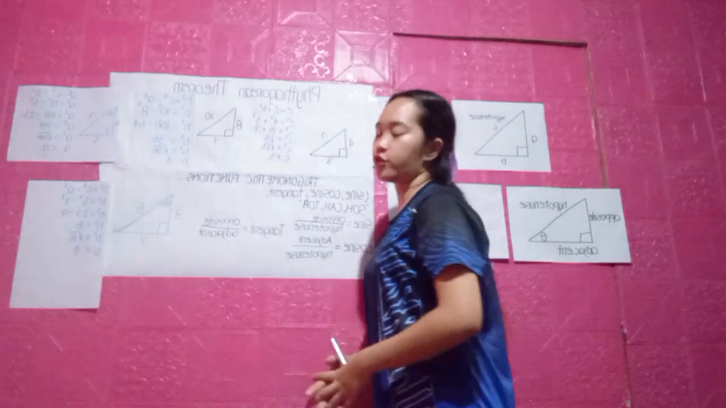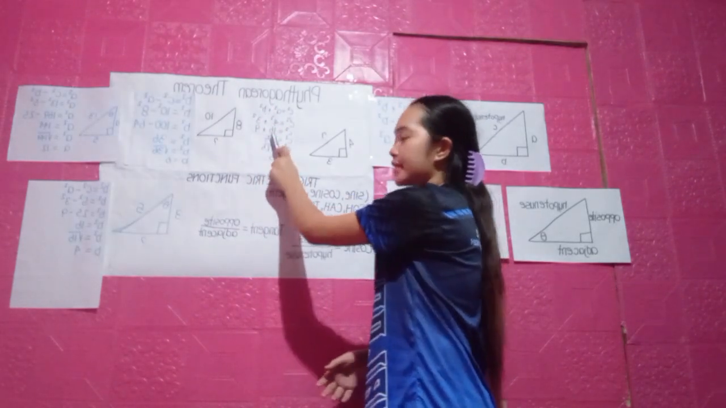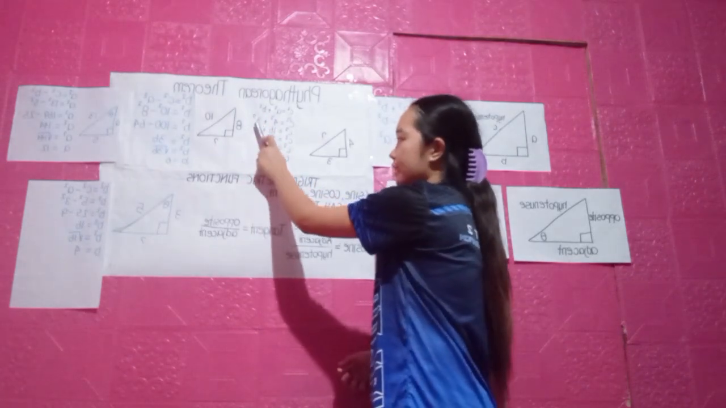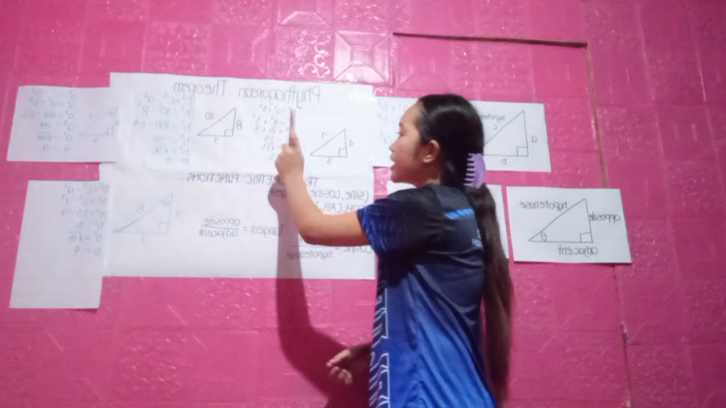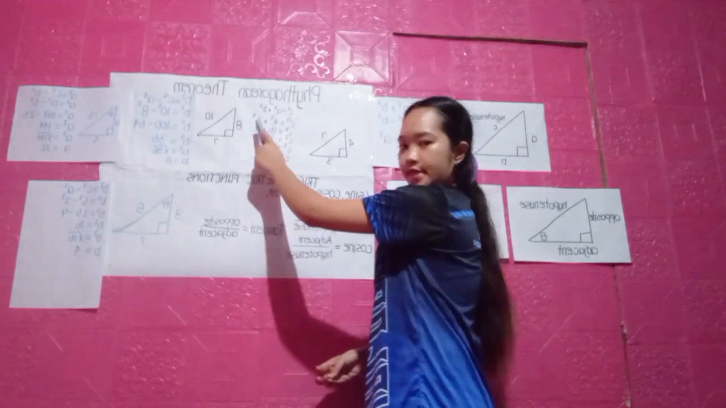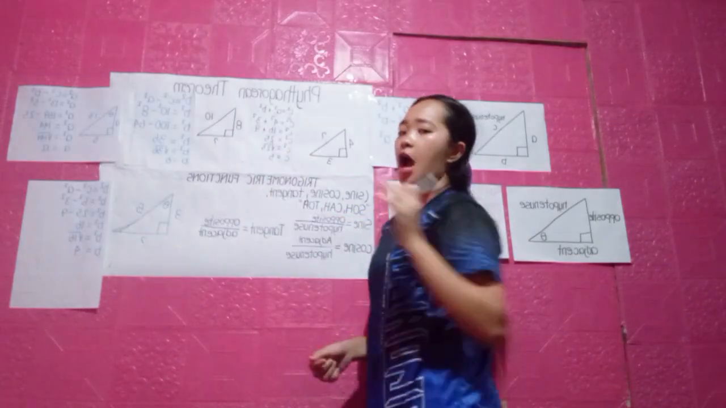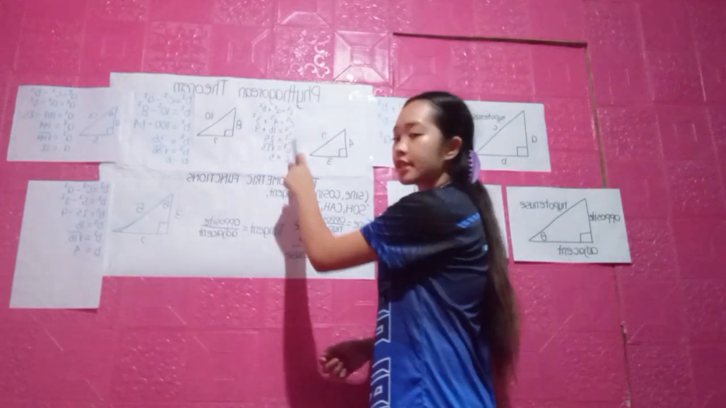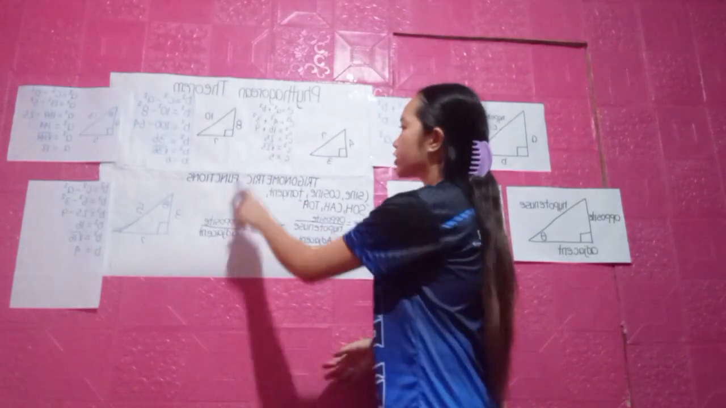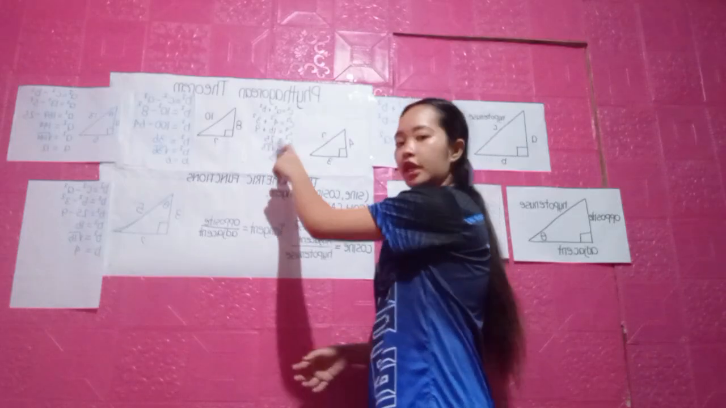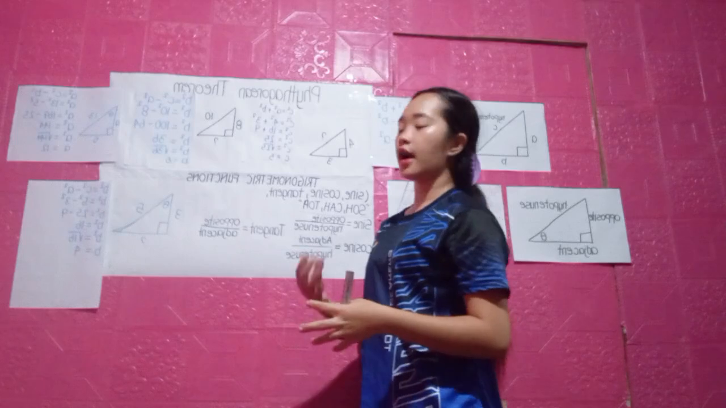Now, we need to solve. So, 4 squared is equal to 16. And 3 squared is equal to 9. So now, we have c squared equals 16 plus 9. So 16 plus 9 is equal to 25. But the c is still c squared. That's why it is not a final answer. So we need to take the square root of 25 in order to get the answer.